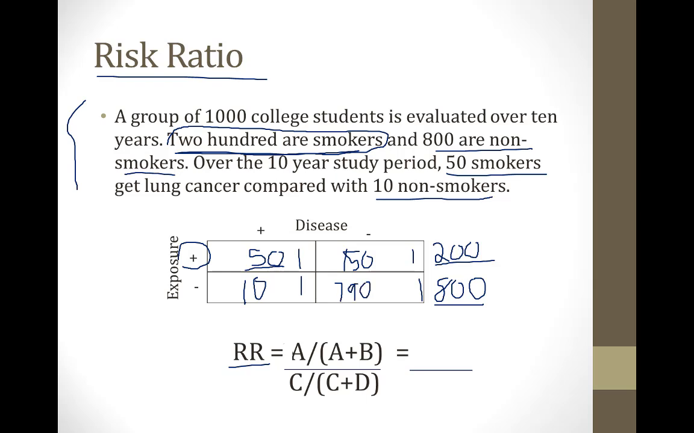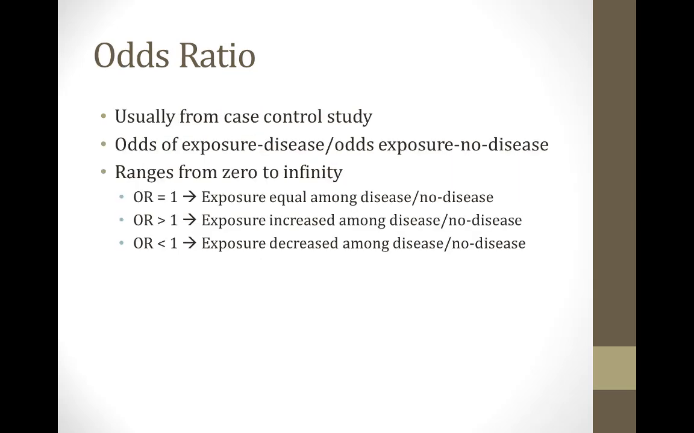And now we filled in a table ourselves, and we can go ahead and just plug in the numbers to calculate the risk ratio. So now let's talk about a different metric called the odds ratio, and this is a metric that we usually determine from a case control study. It's the odds of exposure among disease patients divided by the odds of exposure among patients with no disease, and it ranges from 0 to infinity, just like the risk ratio.